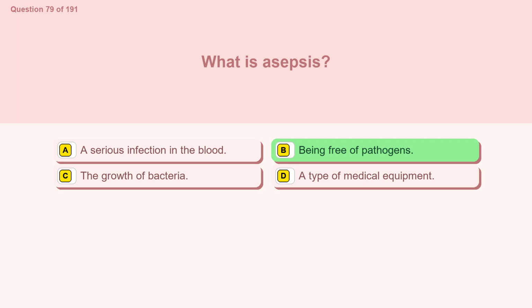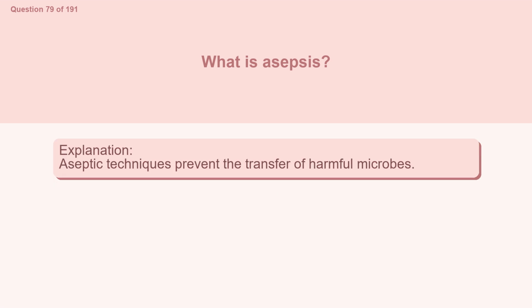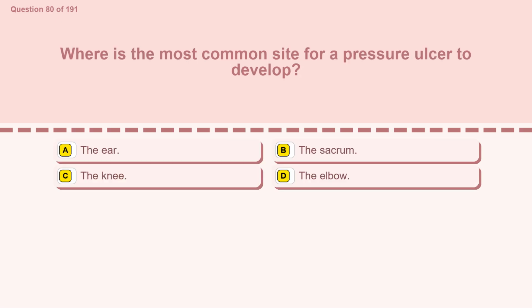The correct answer is option B, being free of pathogens. Aseptic techniques prevent the transfer of harmful microbes. Question 80. Where is the most common site for a pressure ulcer to develop? Option A, the ear. Option B, the sacrum. Option C, the knee. Option D, the elbow.